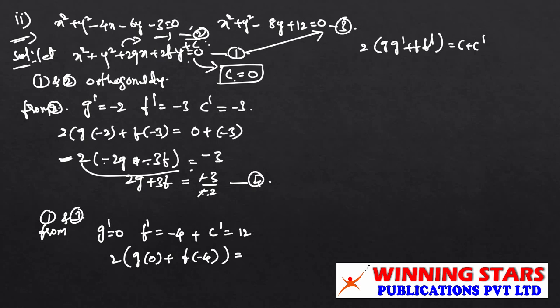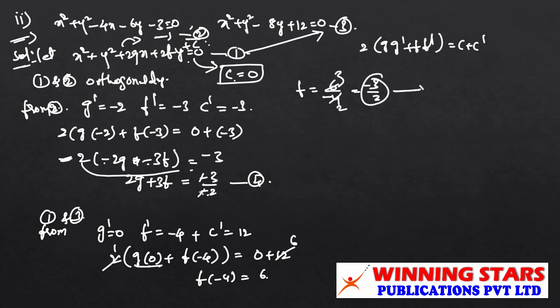C1 is how much? c is equal to 0, no? c plus c', c is equal to 0 plus c' is equal to 12. So 2 ones are 2, 2 sixes are 12, get cancelled. Here it will become 0, f is equal to minus 4 is equal to 6 will come here. So f is equal to 6 by minus 4, which is minus 3 by 2. This I will substitute in the fourth equation.